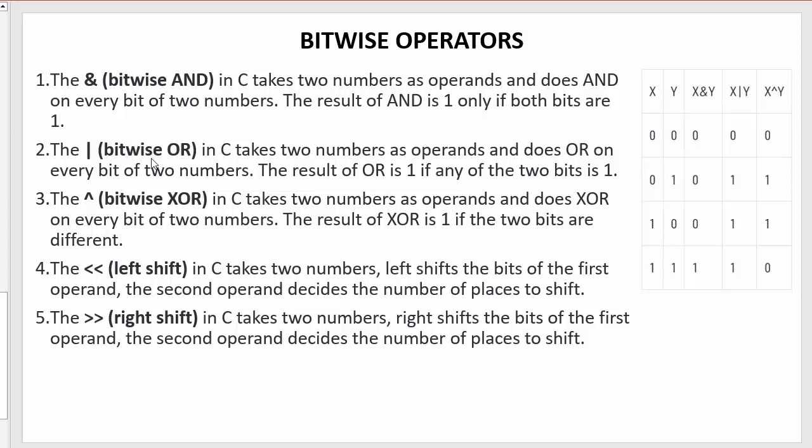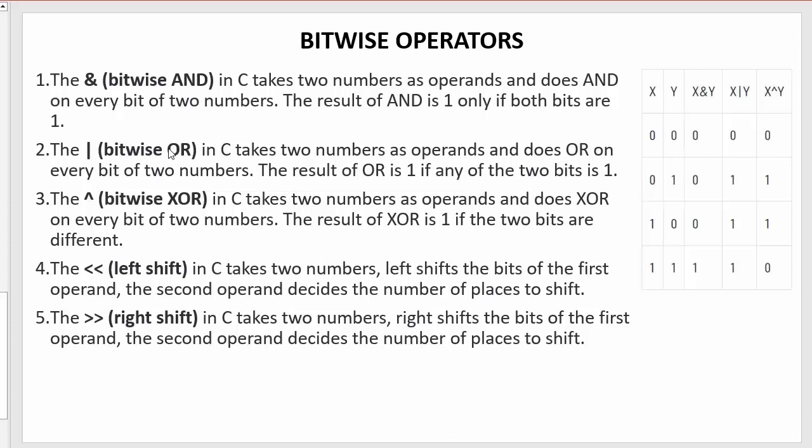Now let us move ahead to discuss bitwise OR. The bitwise OR operator is denoted with the pipe symbol, and it takes two numbers as operands and does an OR operation on every bit of the two numbers. The result of OR is 1 if any of the two bits is 1. Whenever we perform a bitwise OR operation on two numbers, this operator first converts those two numbers into their equivalent binary numbers, and then performs the bitwise OR operation.